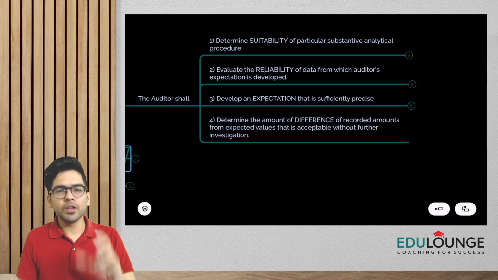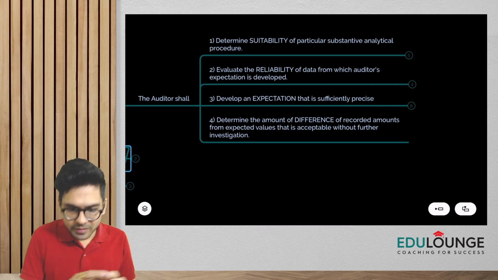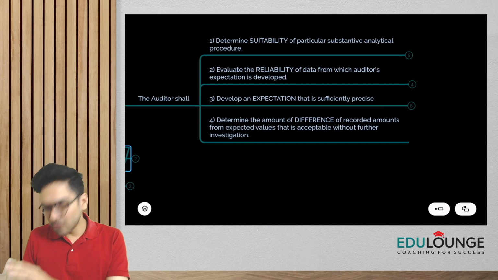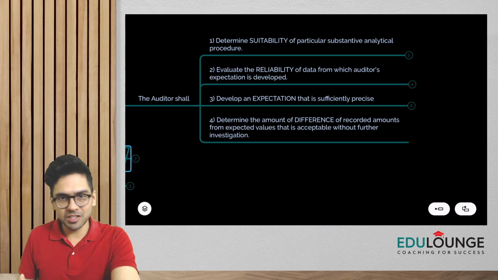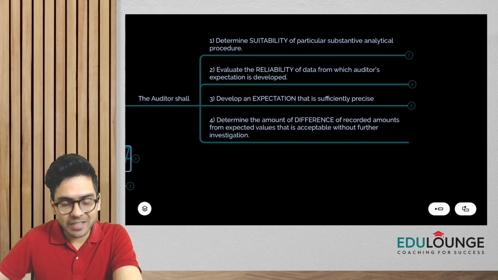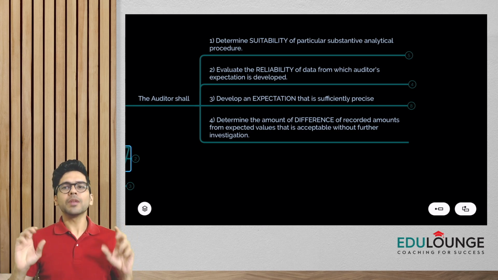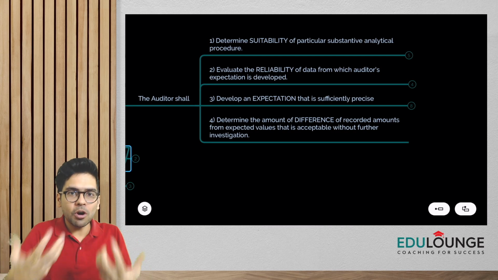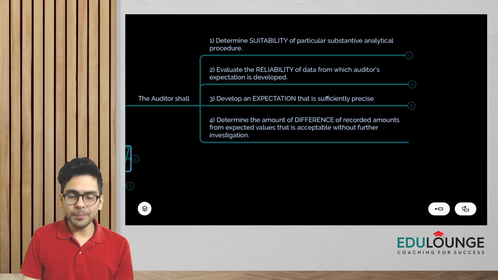Okay, so you have to first see whether doing analytical procedure is going to be suitable or not. Second, you have to see whether the data which is going to be used is reliable. Third, you're going to develop an expectation which has to be very much precise. And the fourth one is you have to then see the difference between the actuals and your expectation. If it is beyond your tolerable range, you have to go for further investigation.